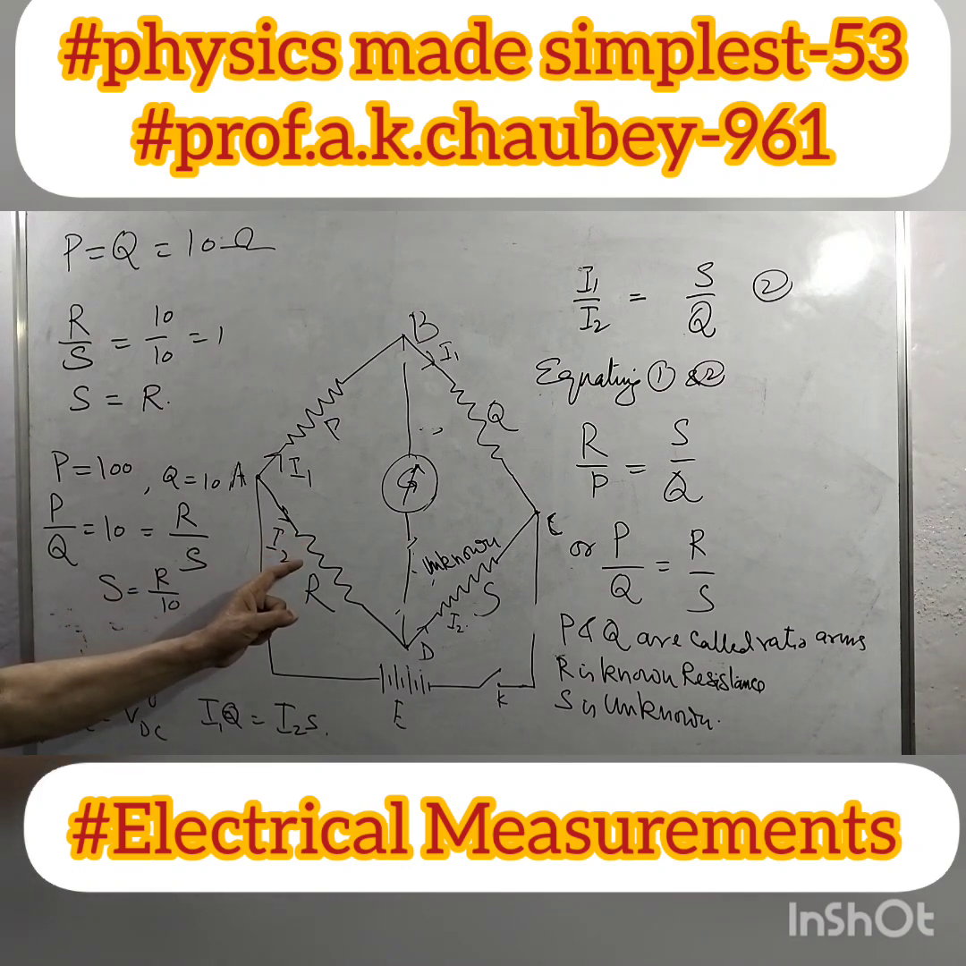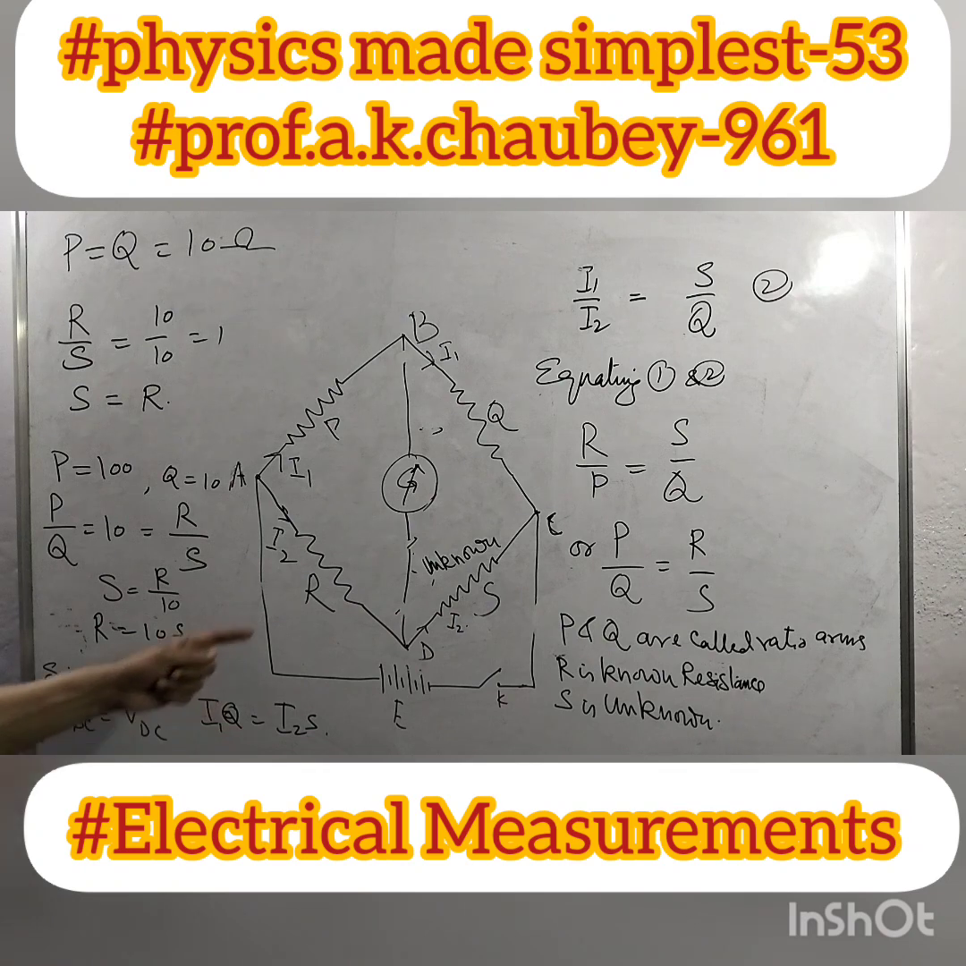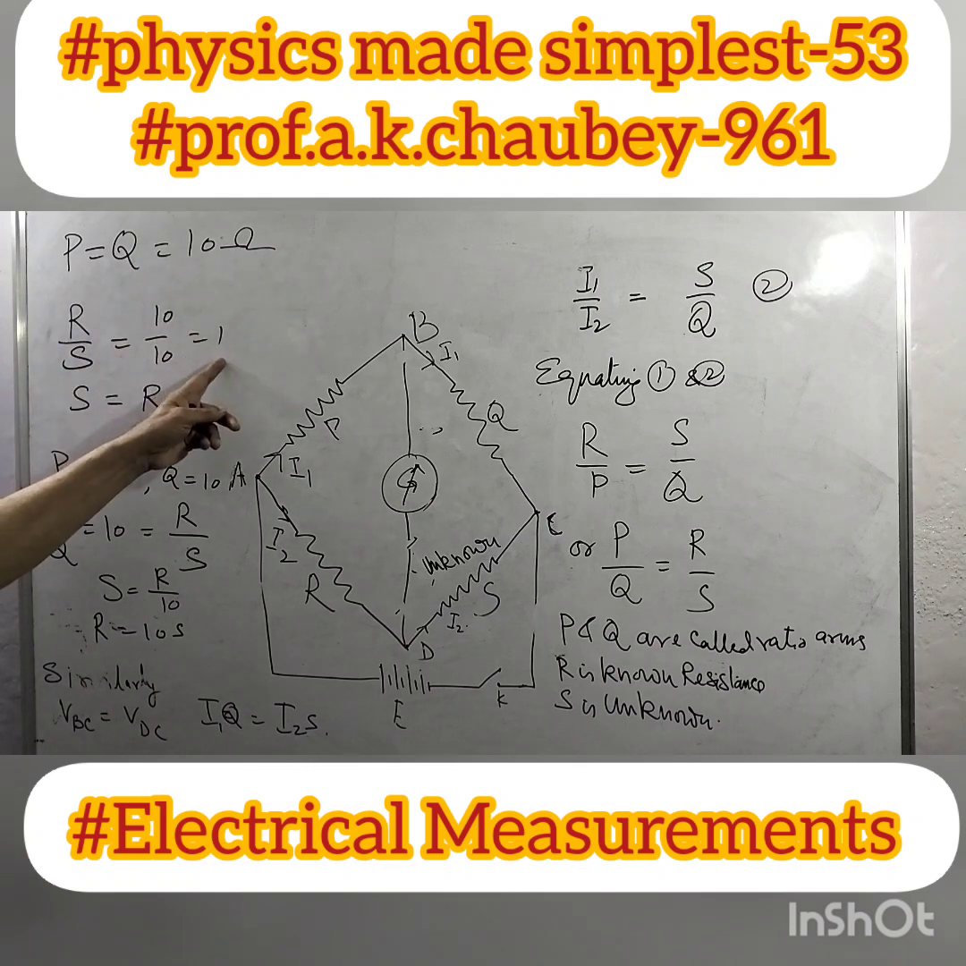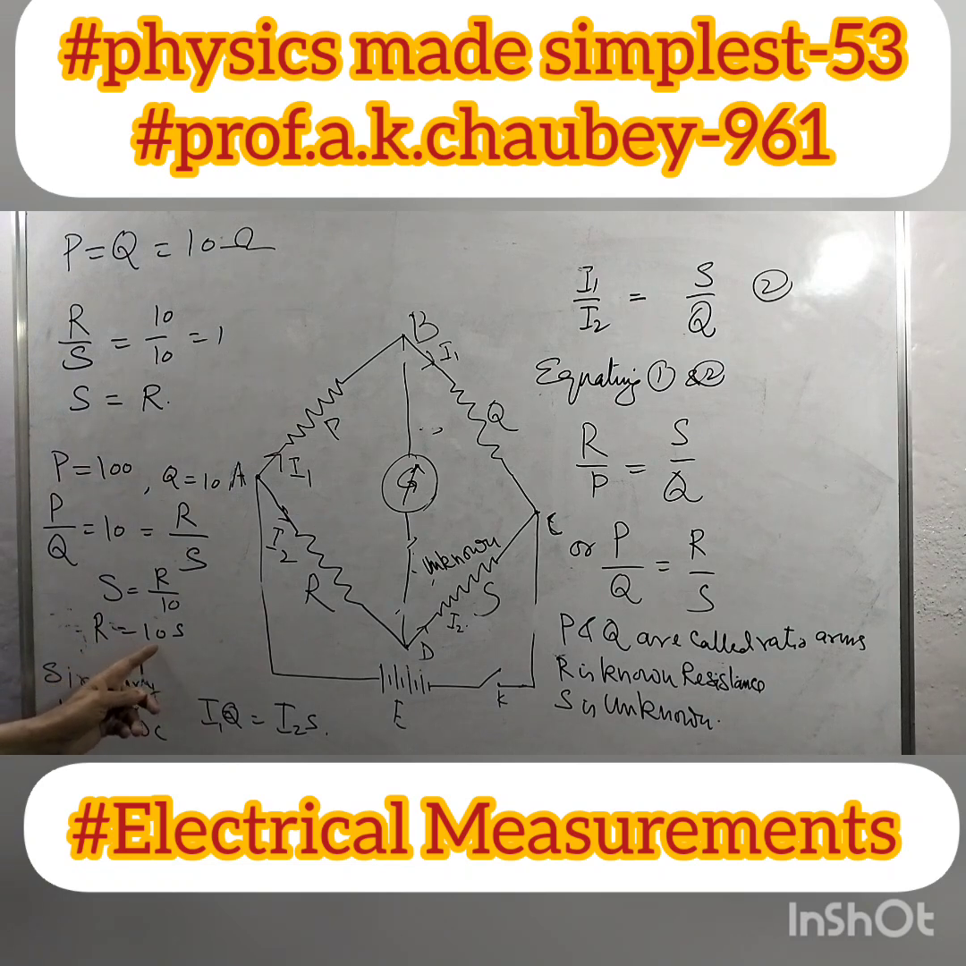R by 10 is S, which means here the ratio S over R is 1 by 10. So we get 1 by 10, which means the first decimal point. The value of R will be 10 times of S. So whatever S is unknown, here R we have 10 times. Here S is equal to R by 10, so 10 times means the first decimal point.